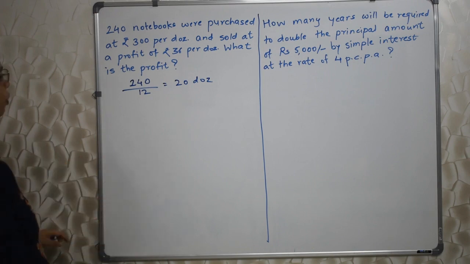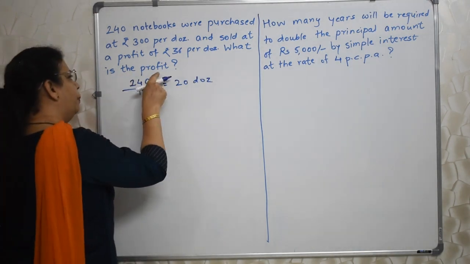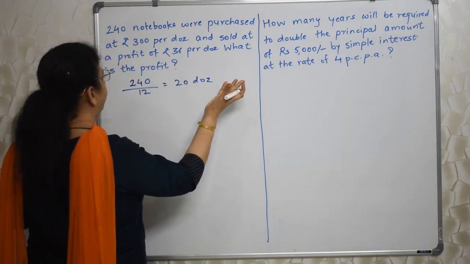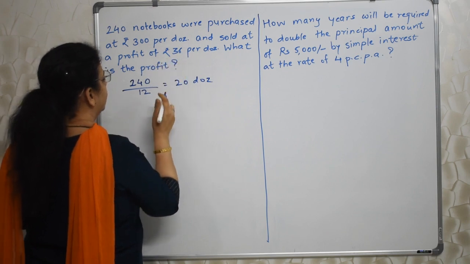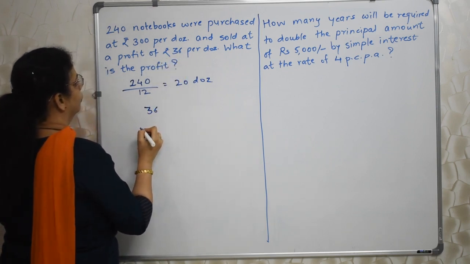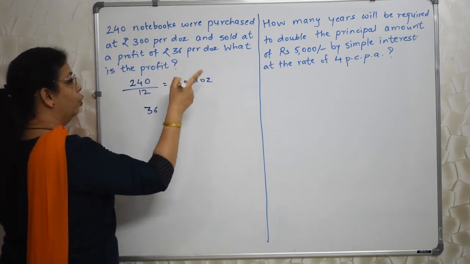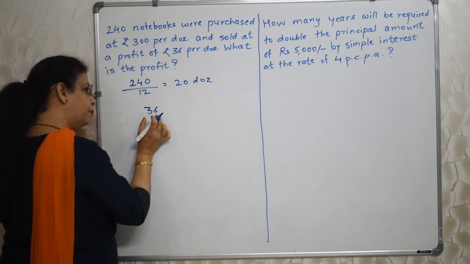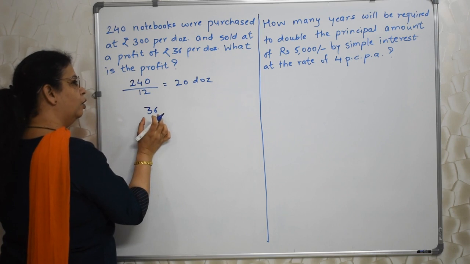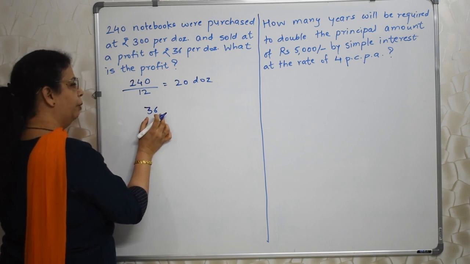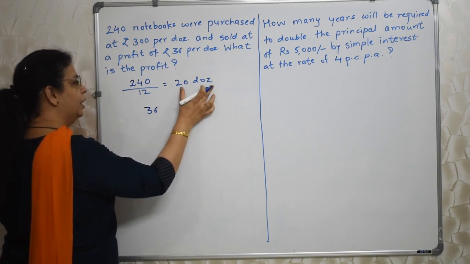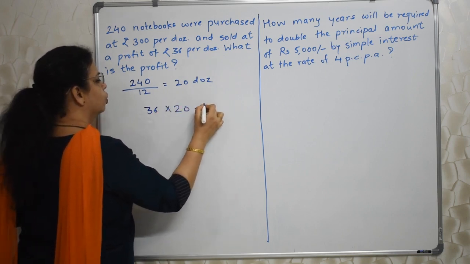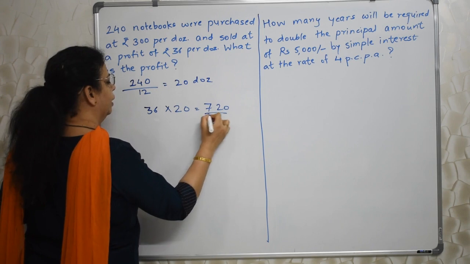Students, be careful. What is the profit पूछा है? So we need to concentrate only on profit. Profit per dozen कितना था? 36 rupees. वैसे कितने डजन का ये हो रहा है सब? 20 डजन का. So total profit will be 36. एक डजन के लिए 36 rupees ज्यादा मिला, प्रॉफिट मिला. So 20 डजन के लिए कितना होगा टोटल प्रॉफिट? 36 into 20. So answer is 720.